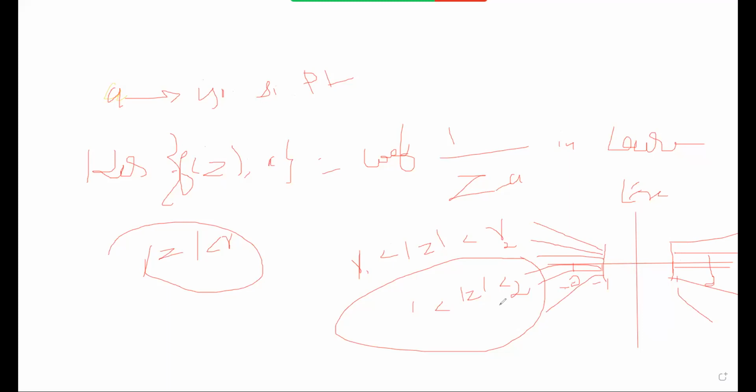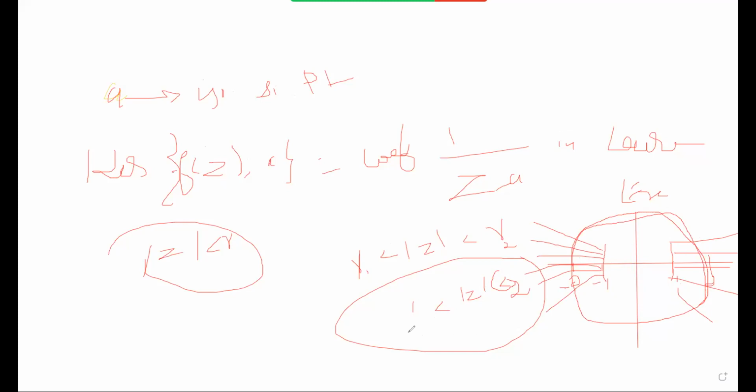What is mod z less than 2? This is the region with the circle with center 0 and radius 2. Since it is less than 2, it contains only the interior points. So this is our mod z less than 2, only the interior points.